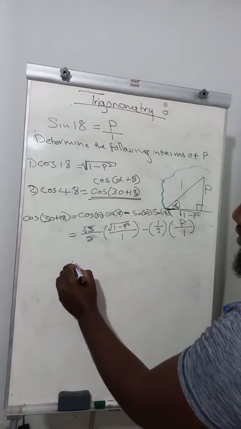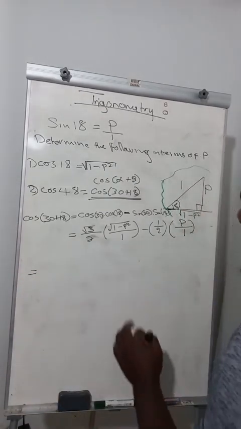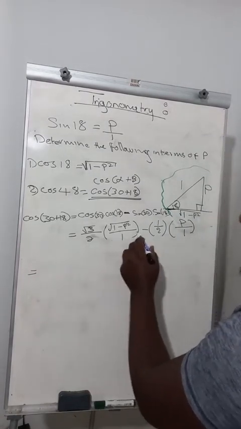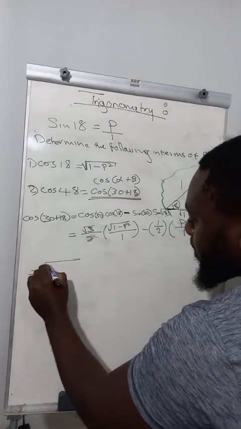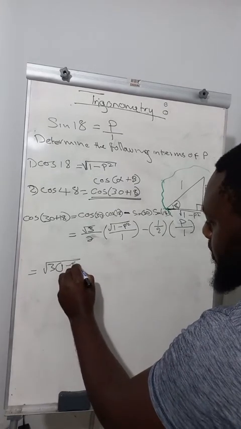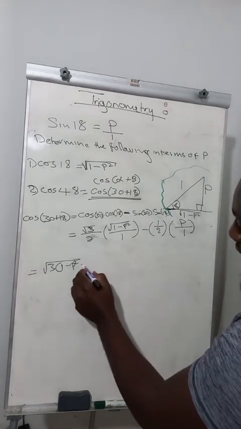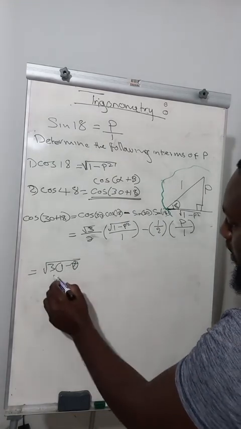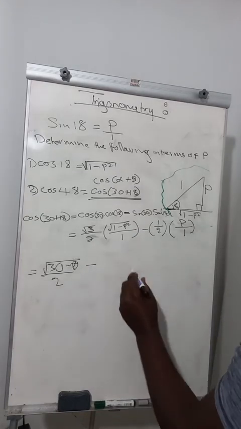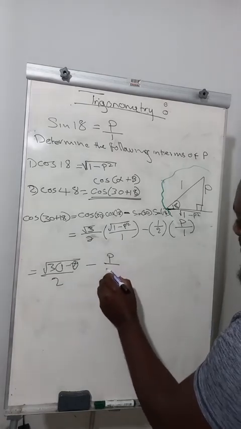So multiplying or simplifying, let me try to write here. Square root of 3 multiplied by the square root of that, you'll just have a big square root of 3 multiplied by 1 minus p squared. I think that's what you will get. And then close bracket here, all divided by 2, and then minus p divided by 2.